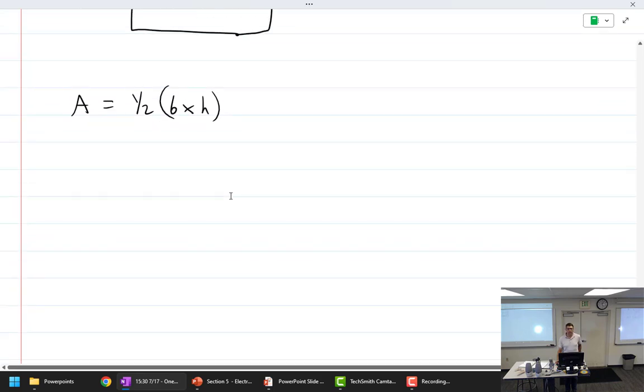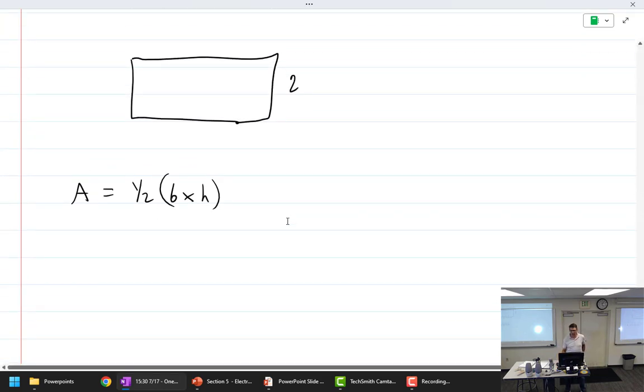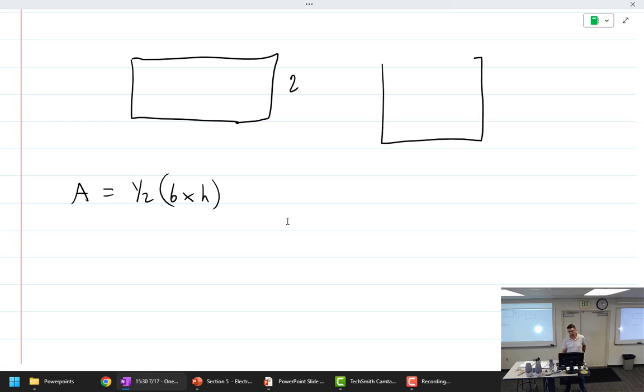Volume, area. I guess we could talk about volume a little bit. Before I get into circles, we should cover volume. What is the volume of a square or a rectangle? Volume means that instead of being squared, it's going to be cubic.